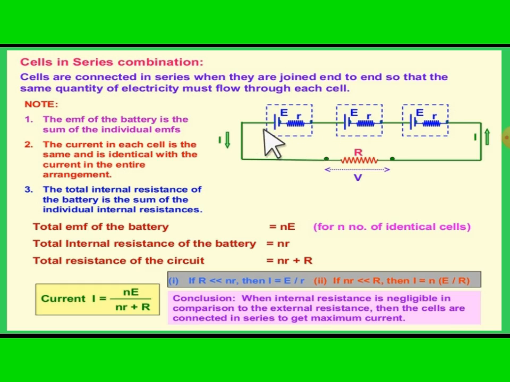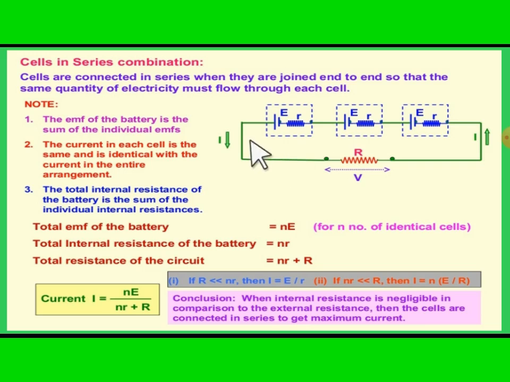If two or more cells are connected one after another, we call that combination of cells a series combination. From positive terminal to negative terminal, alternately you have to connect them. The negative terminal of one cell needs to be connected to the positive terminal of another cell, and the negative of that cell to the positive terminal of the next, alternately: negative, positive, negative, positive, and so on. If they are connected in this way, then those two or more cells are said to be connected in series.